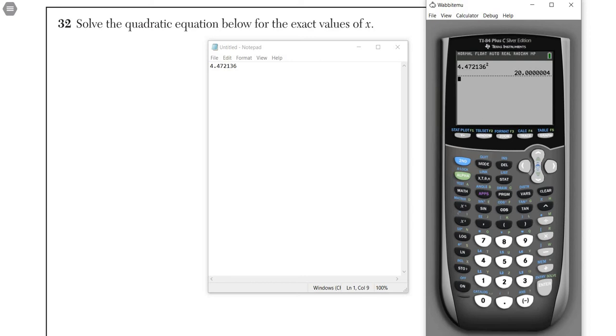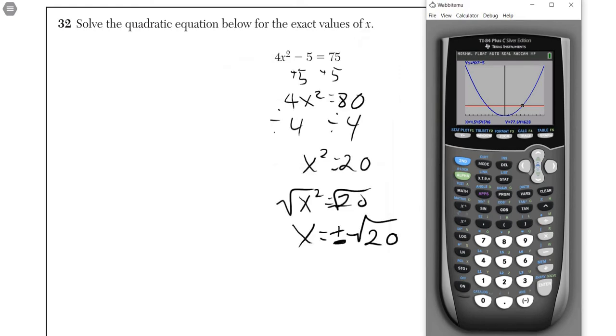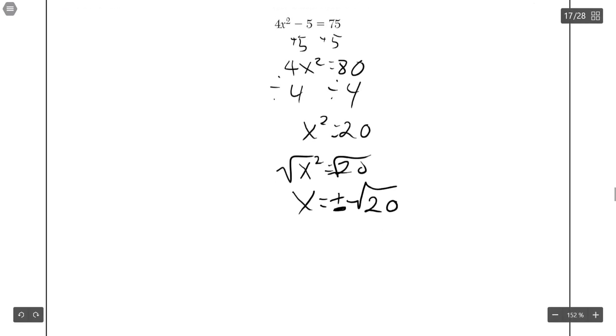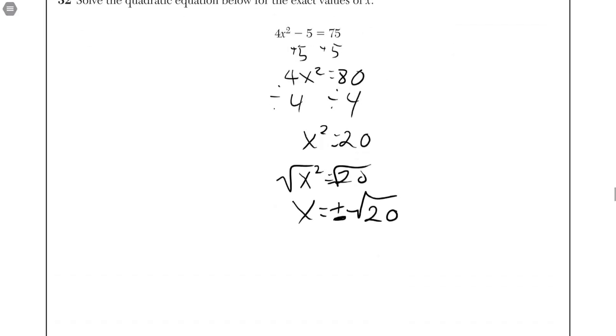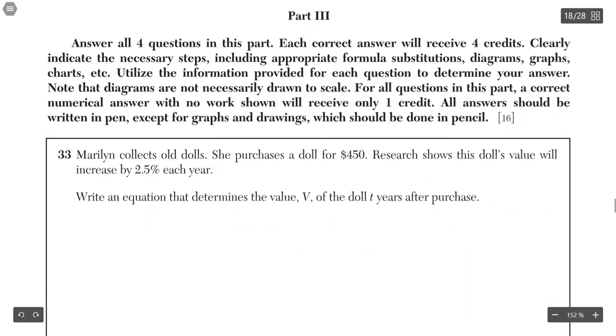If you graph the other side, you have to do calc intersect again. To get the other side, you'll get negative what we just got. So that will come out to negative square root of 20, and you'll know that the answer is plus or minus the square root of 20. But really the algebra here is not that hard. You should be able to do it. Okay, part 3.